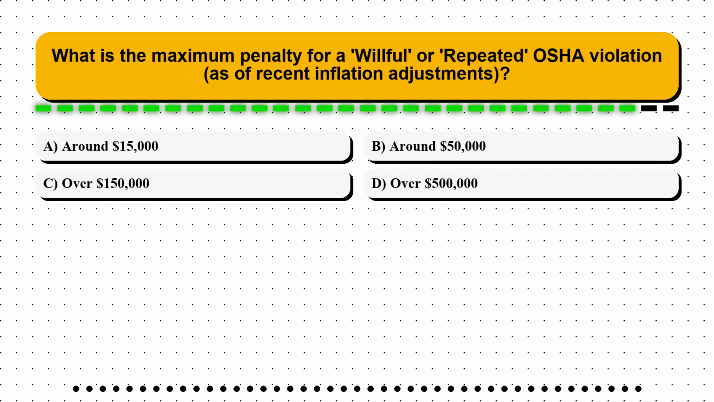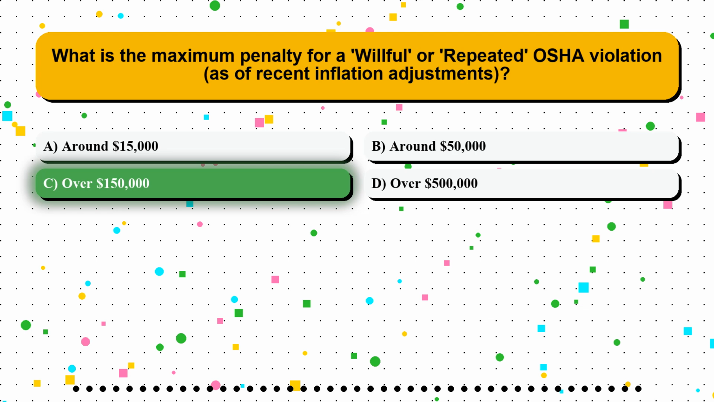Question 14. What is the maximum penalty for a willful or repeated OSHA violation, as of recent inflation adjustments? Option A, around $15,000. Option B, around $50,000. Option C, over $150,000. Option D, over $500,000.